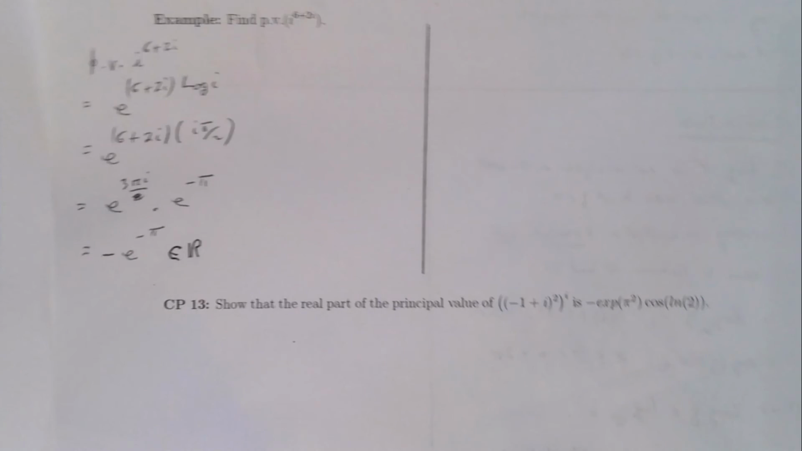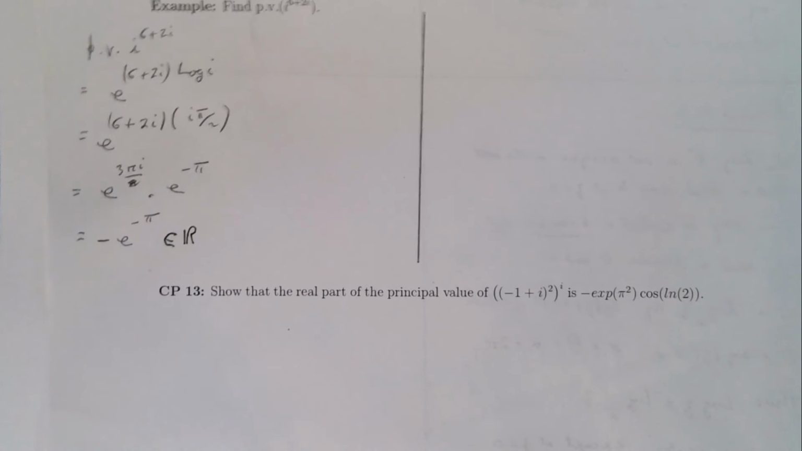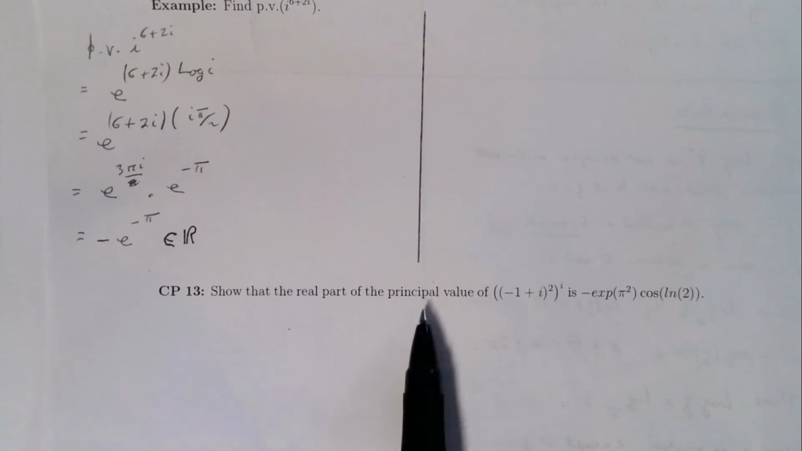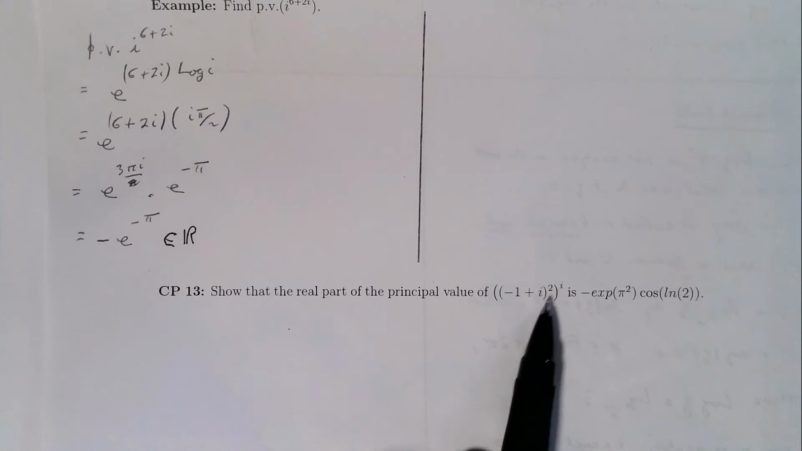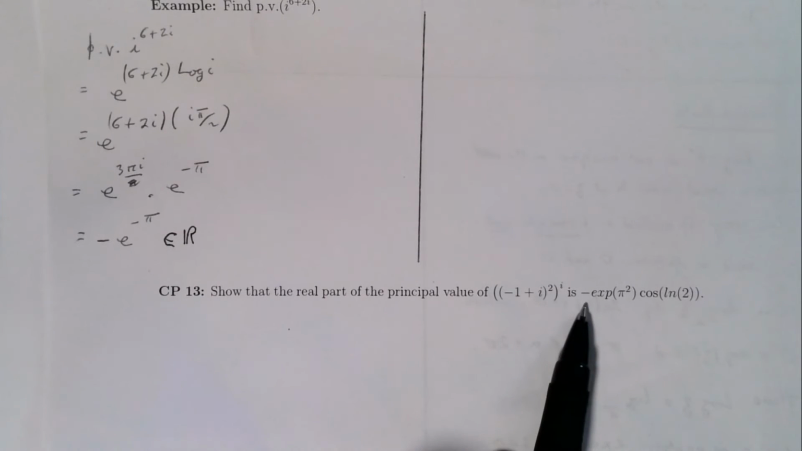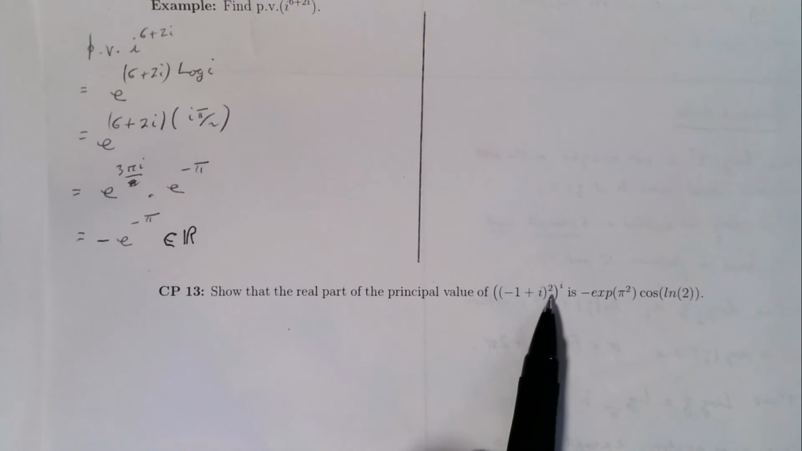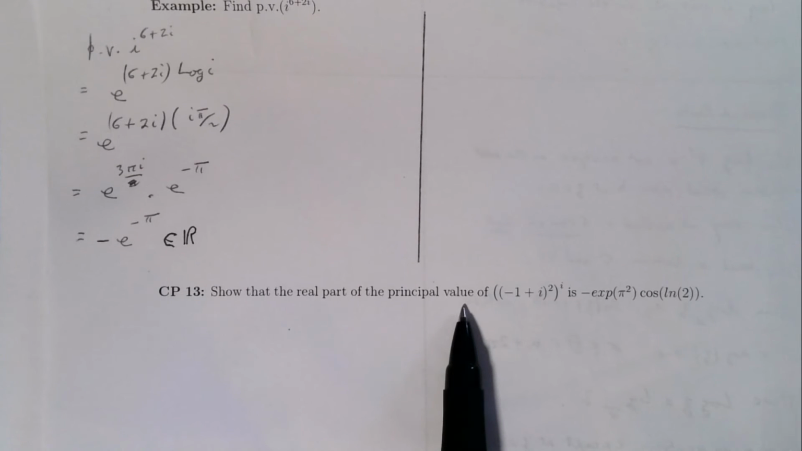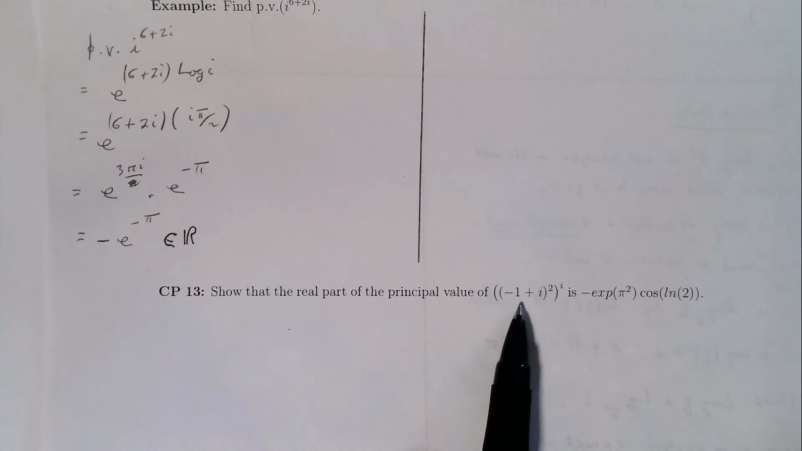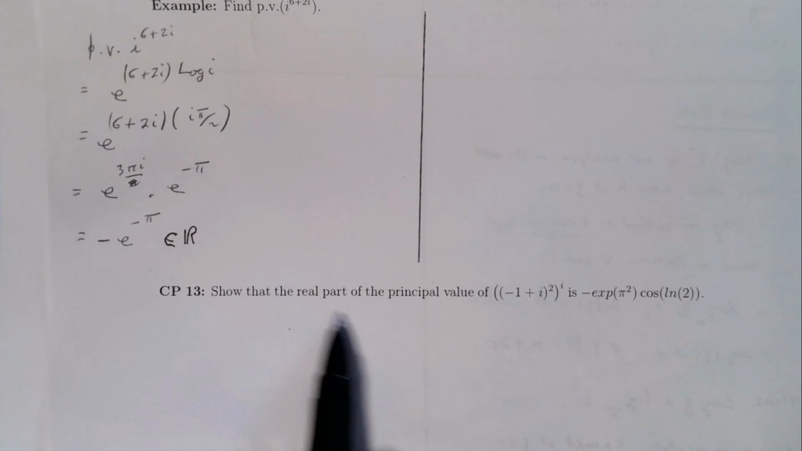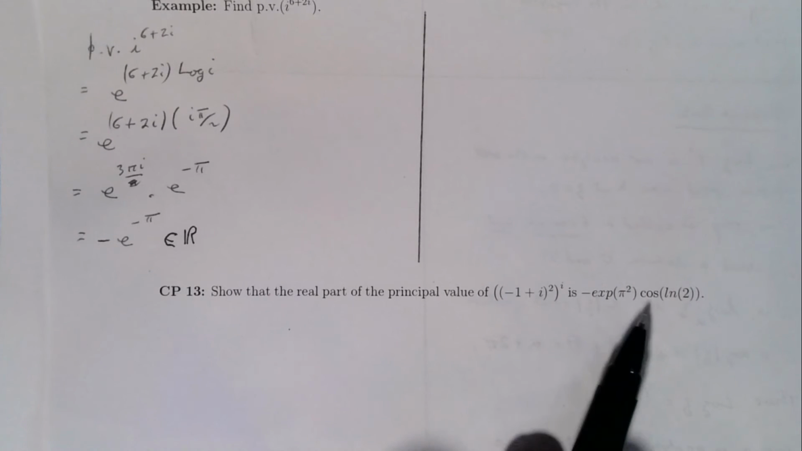Well, just a little challenge problem for you to play with. It's not very hard, actually. Show that the real part of the principal value of (minus 1 plus i) squared to the i is... Now be very careful here: you cannot multiply the 2 times the i. We don't know that that's valid for the principal value. It is for the general value, but not necessarily for the principal value. So at this stage you must go back to the definition, which will be e to the i times the logarithm of (minus 1 plus i) squared. Okay, so you're asked to show the real part of that is minus e to the pi squared times cos of log 2.